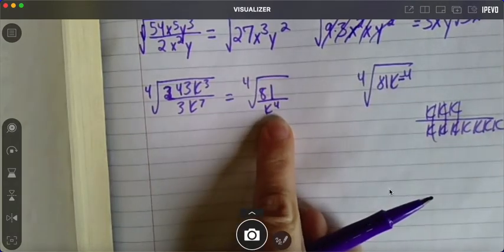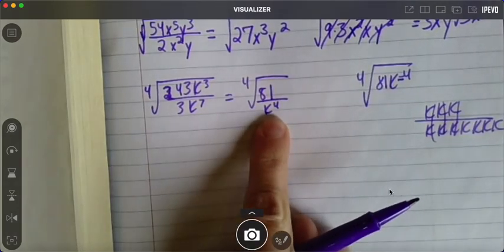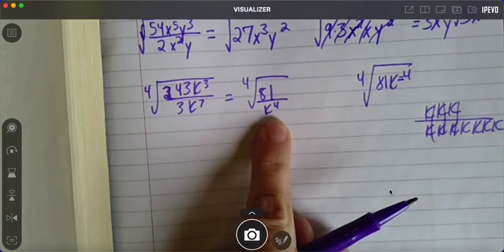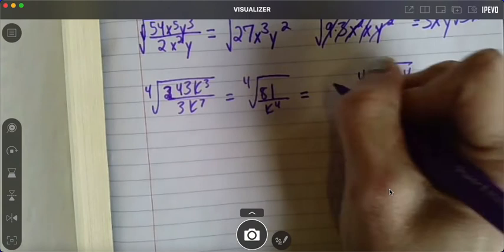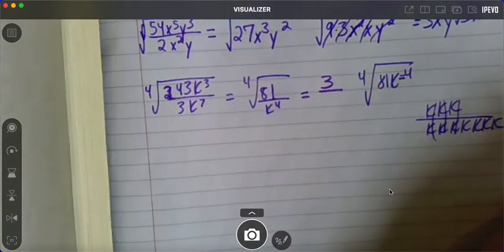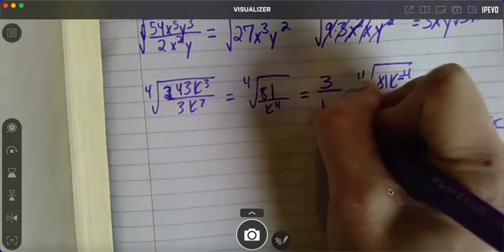That's exactly what I put here. I have 4 k's in the bottom. I can take the fourth root of both of those things. What is the fourth root of 81? 3. That's in my numerator. What is the fourth root of k to the fourth? The 4's cancel out, so it's just k.